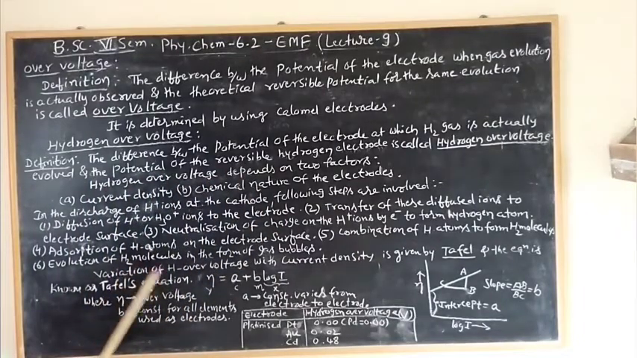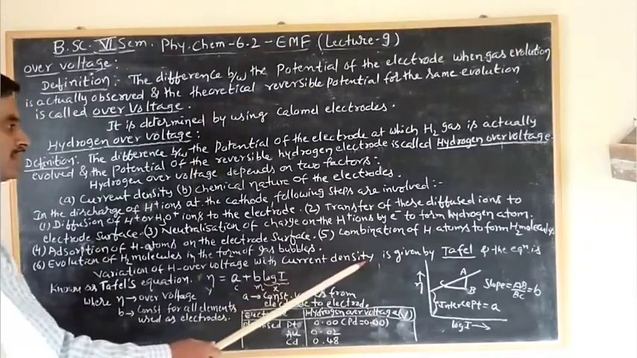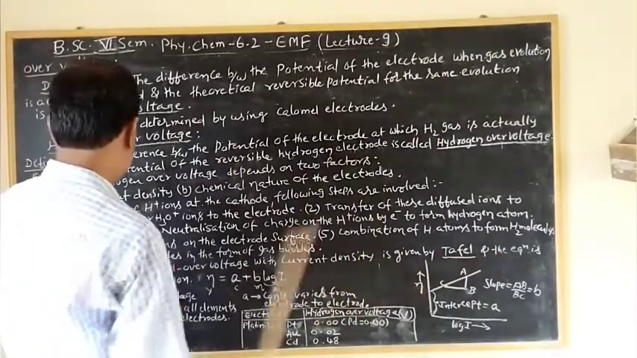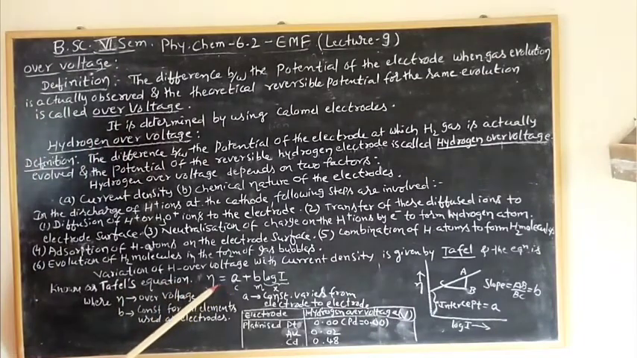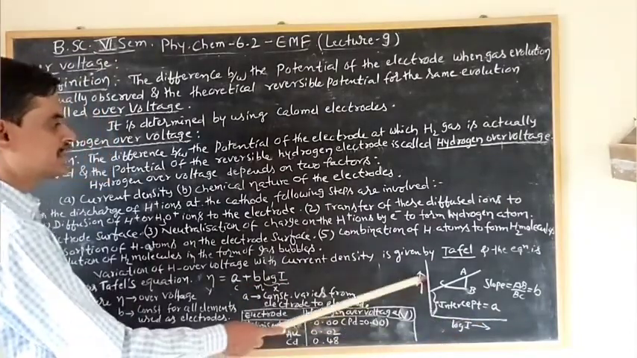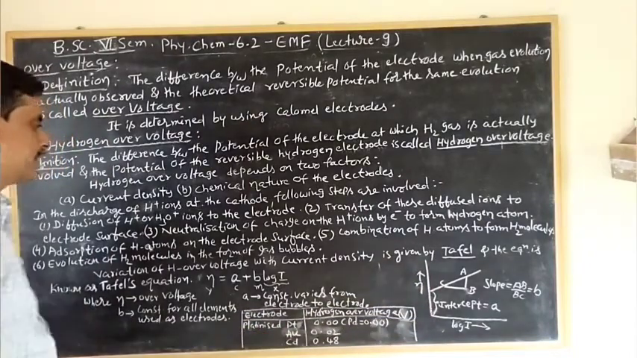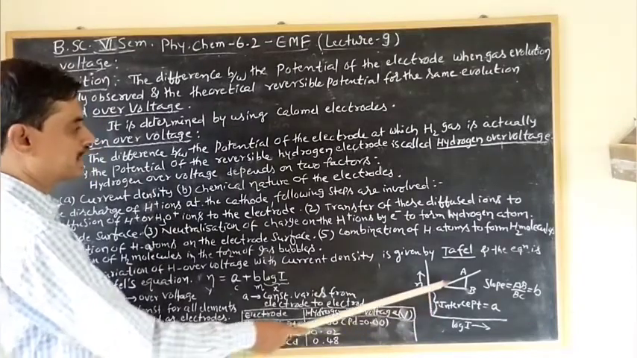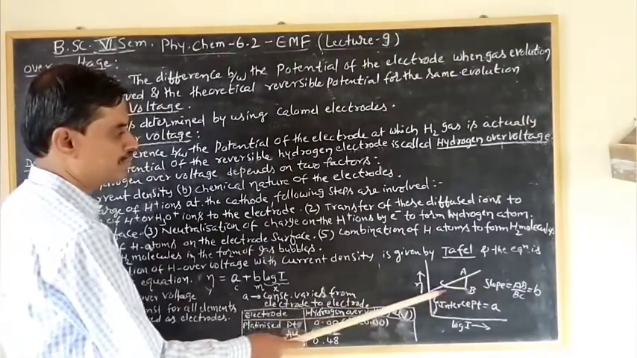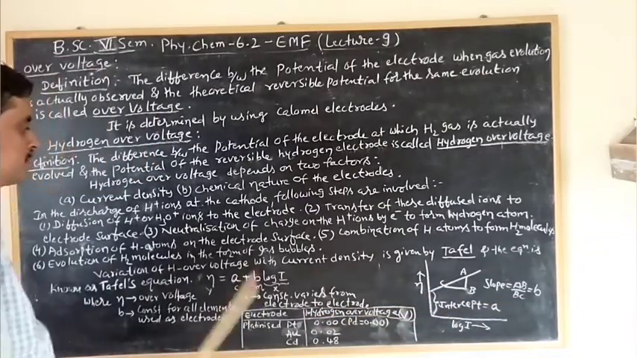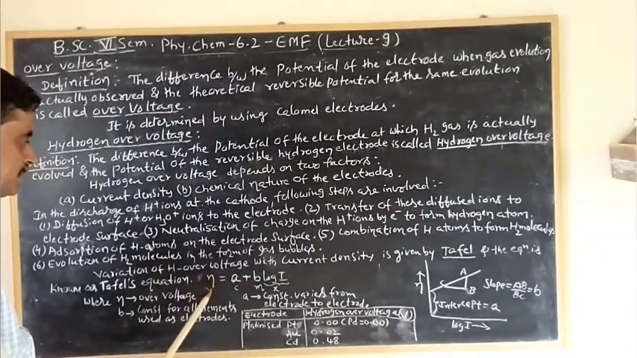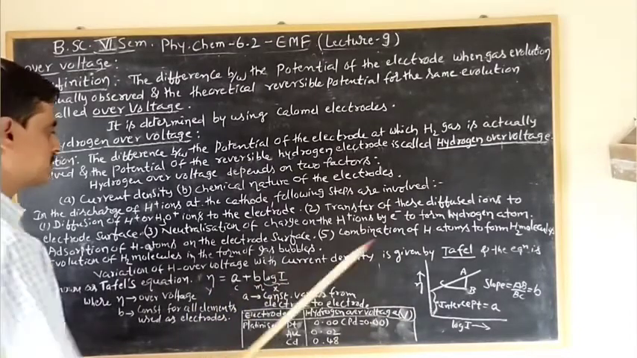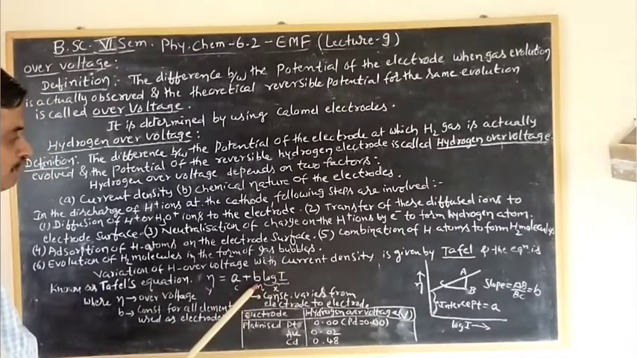Next is variation of hydrogen over voltage with current density, which is given by Tafel, and the equation is known as Tafel's equation. Tafel's equation is eta = A + B log I. If you plot the graph of log I along the x-axis against eta along the y-axis, then we will get a straight line which cuts the axis at some point. From that we can get the slope of the straight line also. Slope is equal to AB by BC, which is equal to B according to this equation, because the eta term is y, the log I term is x, and the slope m is B.